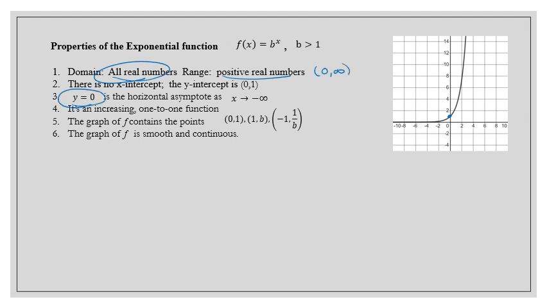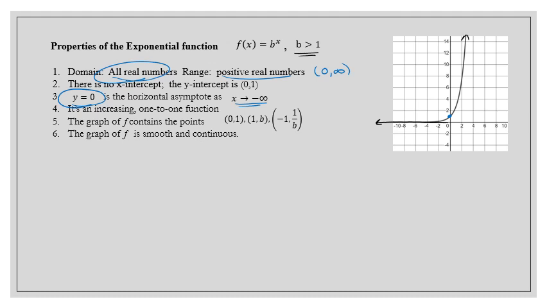We have a horizontal asymptote, and in this case, when we have exponential growth, it's a horizontal asymptote when x goes to negative infinity. So I'm looking here at the left side of my graph. As x gets really, really big and negative, that's when our graph has its horizontal asymptote. It's an increasing one-to-one function.